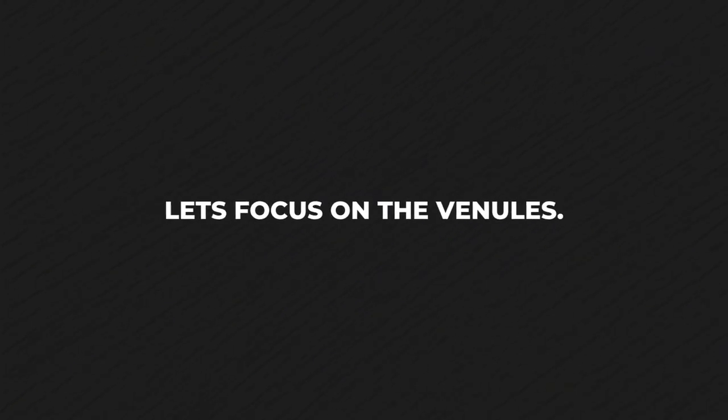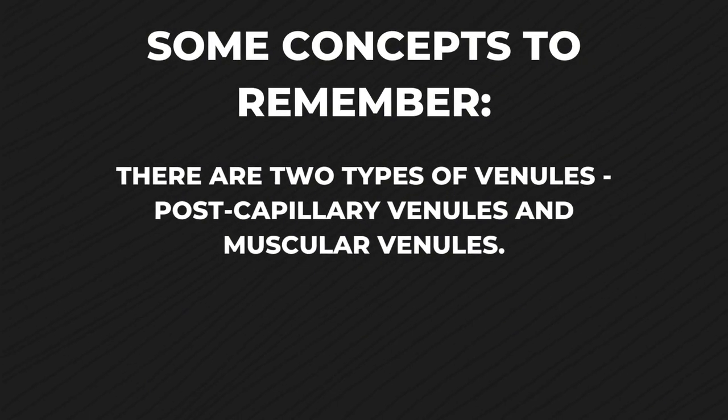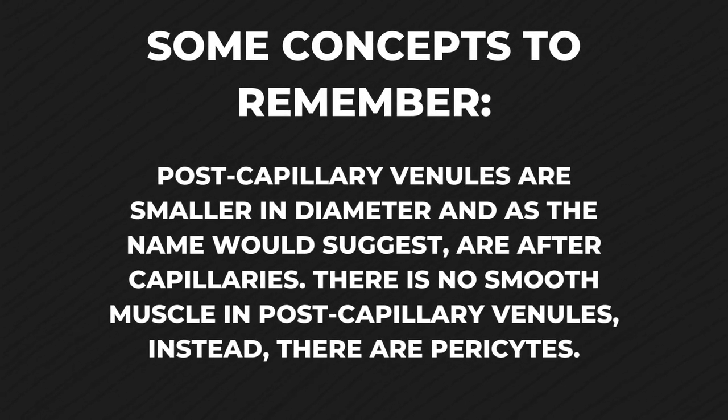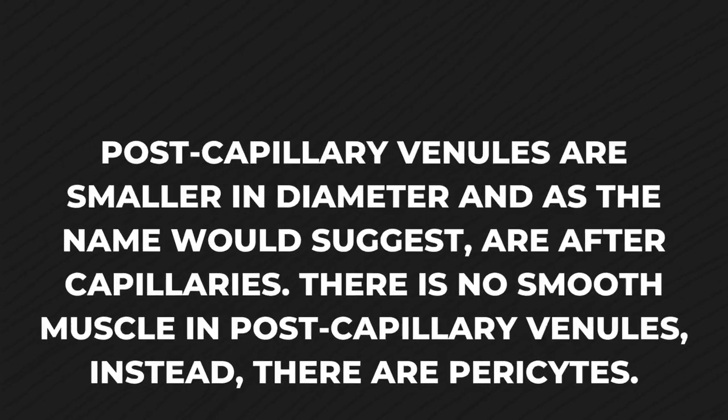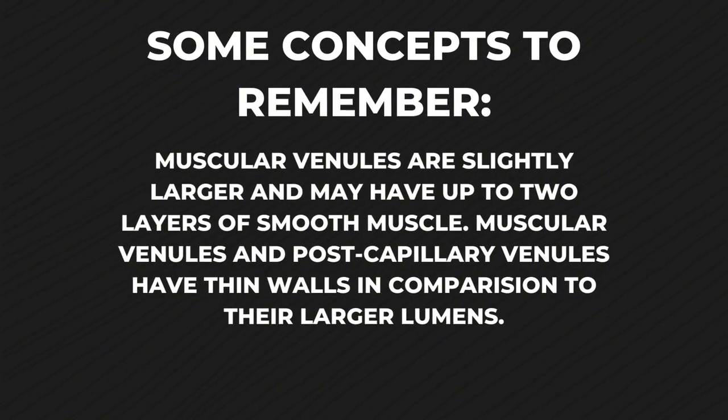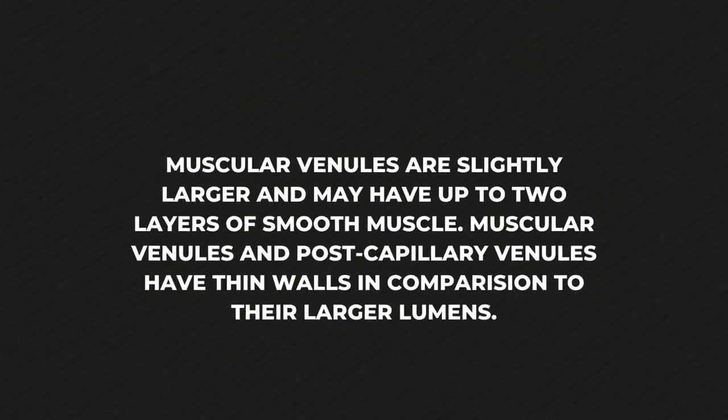Let's focus on the venules. There are 2 types of venules: postcapillary and muscular venules. Postcapillary venules are smaller in diameter and, as the name would suggest, are after capillaries. There is no smooth muscle in postcapillary venules, instead there are pericytes. Muscular venules are slightly larger and may have up to 2 layers of smooth muscle. Muscular venules and postcapillary venules have thin walls in comparison to their larger lumens.